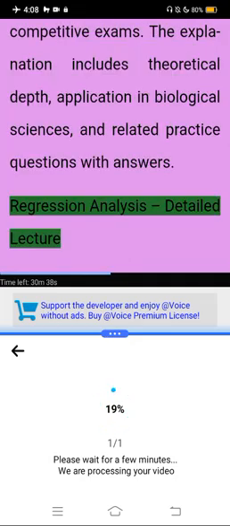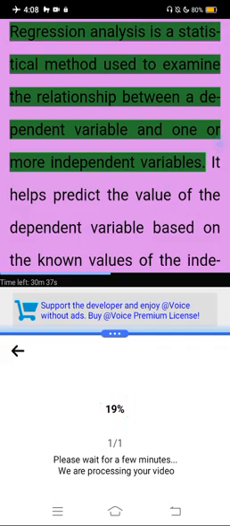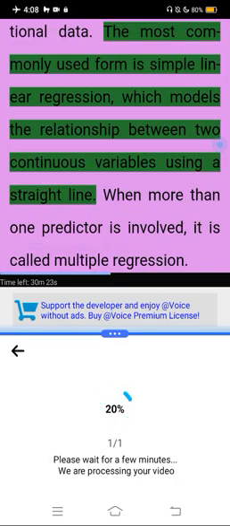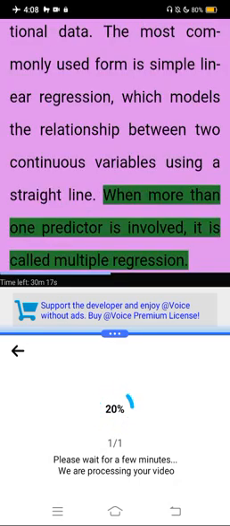Regression analysis, detailed lecture. Regression analysis is a statistical method used to examine the relationship between a dependent variable and one or more independent variables. It helps predict the value of a dependent variable based on the known values of the independent variables, and is widely used in biology, ecology, and life sciences to analyze experimental and observational data. The most commonly used form is simple linear regression, which models the relationship between two continuous variables using a straight line. When more than one predictor is involved, it is called multiple regression.